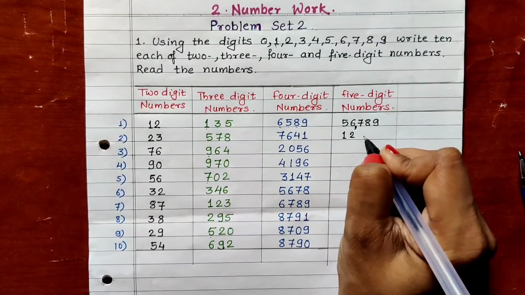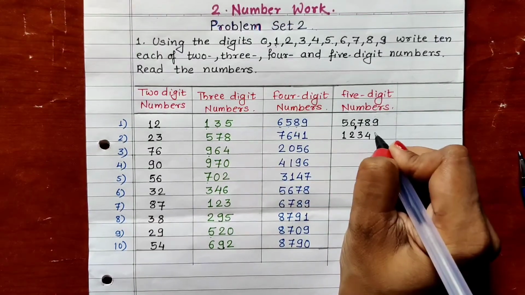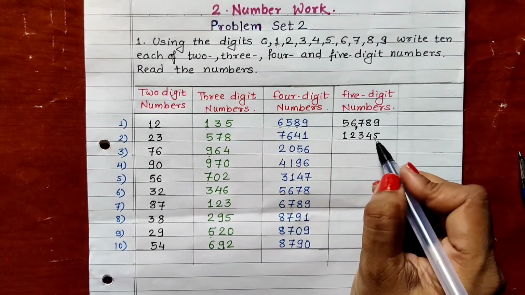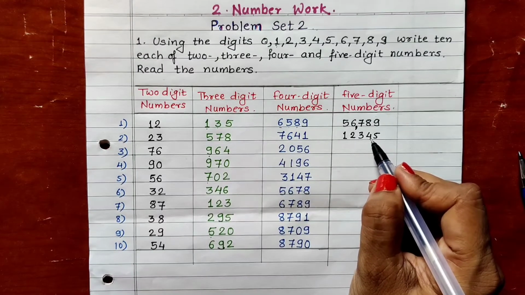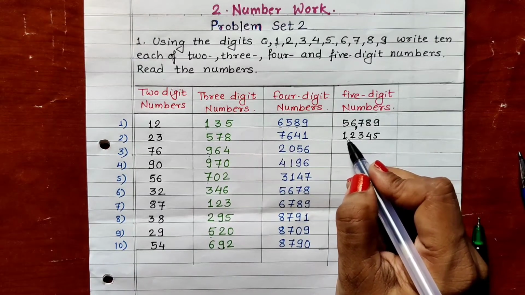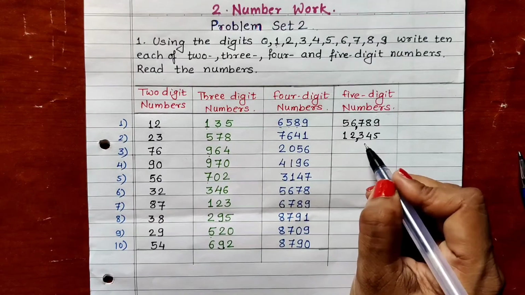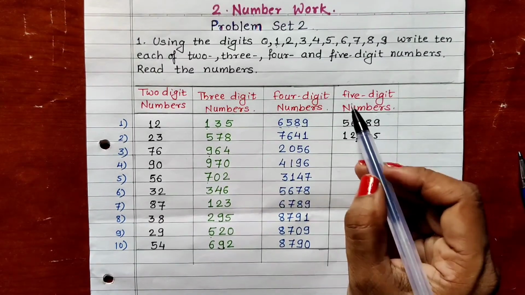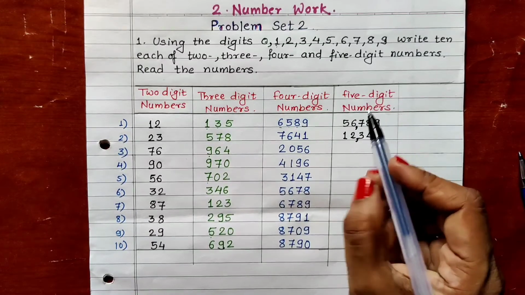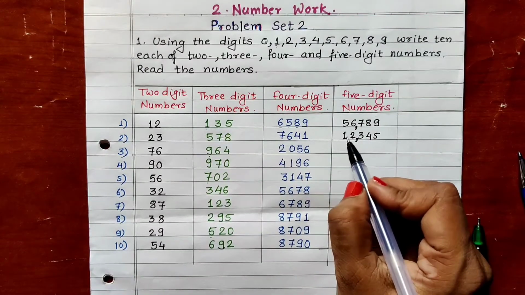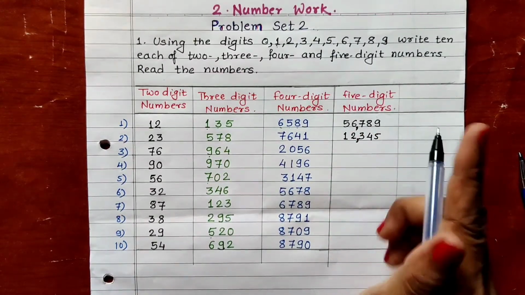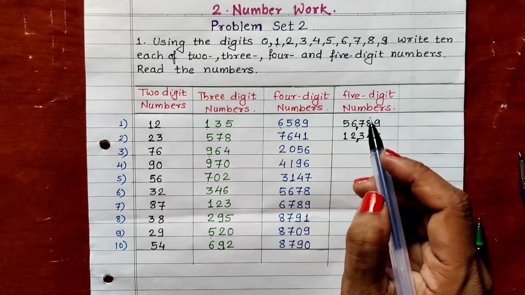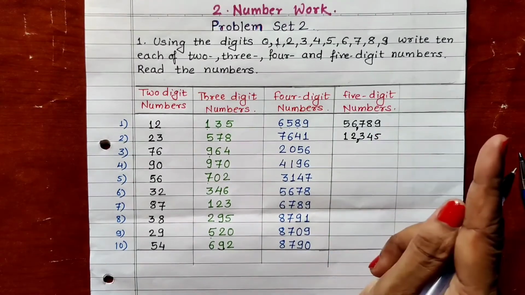If I write 1, 2, 3, 4, 0, units place, tens place, 100 place, 1000, 10,000. So after 12 I will put a comma. It will be 12,340. So while writing 5-digit numbers, you should see that on the 10,000 digit 0 should not be there.